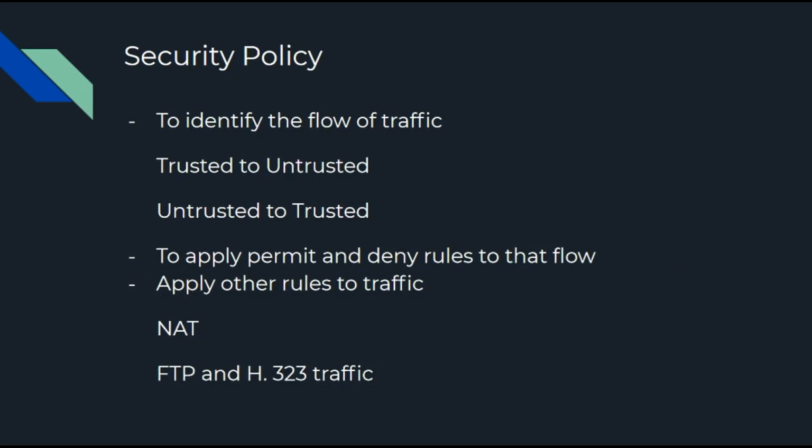About the security policy. Security zones allow us to develop a security policy. For example, first we have to create a zone, and then we can apply a security policy on that zone. It allows us to create rules to determine how traffic should flow from one zone to another zone. So we are going to identify the flow of traffic, either from trusted to untrusted or untrusted to trusted. We are going to take the traffic flow and apply permit or deny rules to the flow, so that the traffic that we want to allow flows through the device, and the traffic that we don't want to flow through the device gets blocked.